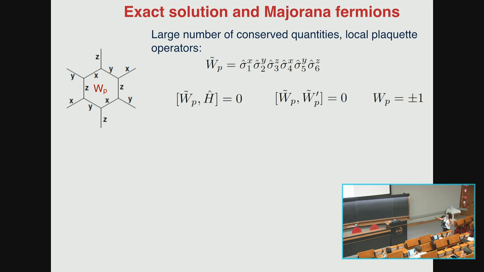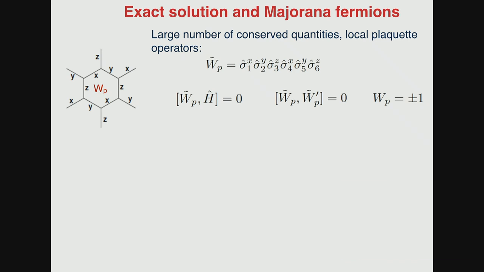Importantly, all these W_P for any plaquette commute with the Hamiltonian, so they are integrals of motion, and that's why it's exactly solvable. But it's also important that it's a good basis, because these plaquette operators from different plaquettes also commute. The eigenvalues of these operators are plus or minus one, so these are Z2 variables. If W_P is equal to one, we say that this plaquette has zero flux, and if it's minus one, we say that this plaquette has flux pi.